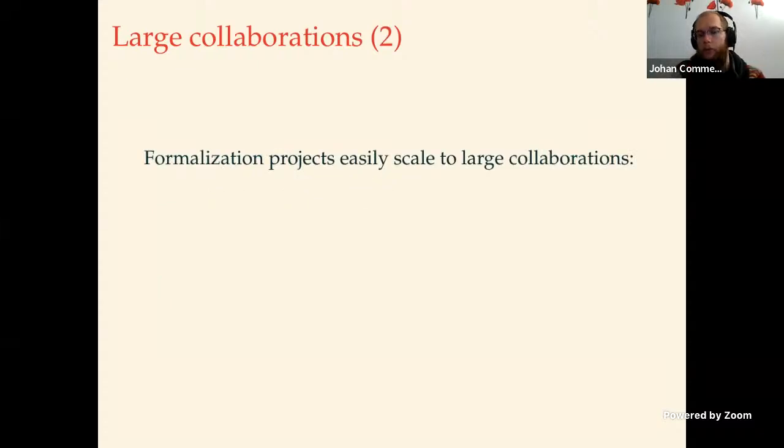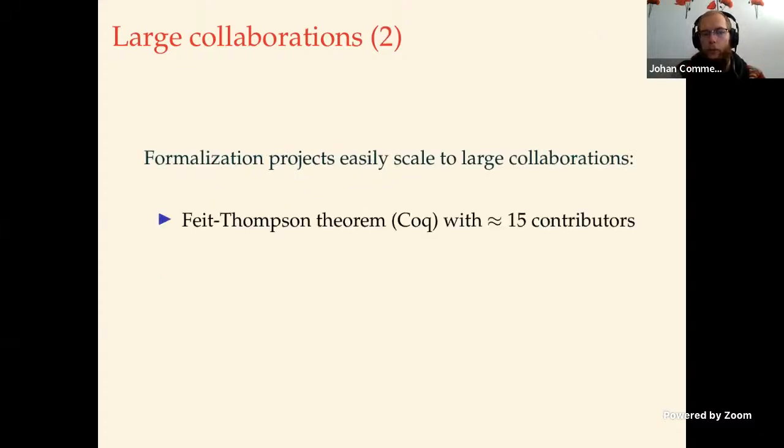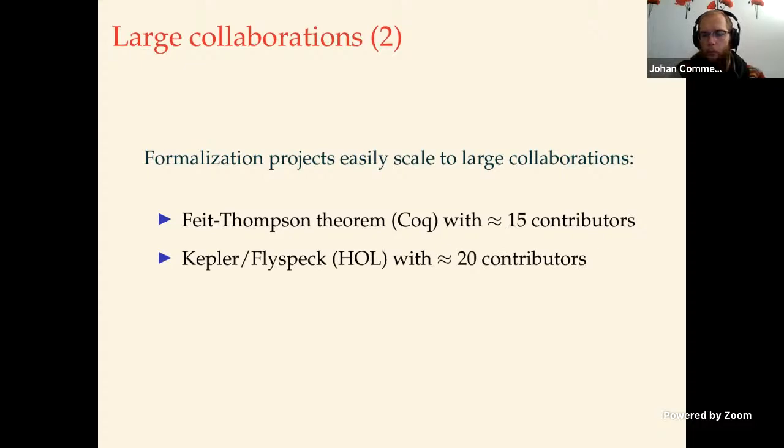So they make it very easy to scale to large collaborations. There was a project in Coq roughly a decade ago, a bit more, that formally verified the Feit-Thompson theorem, also known as the odd order theorem. And this team had about 15 contributors. A bit later, we had the formal proof of the Kepler conjecture, led by Tom Hales. This was called the Flyspeck project and was carried out in HOL Light and Isabelle, with roughly 20 contributors.